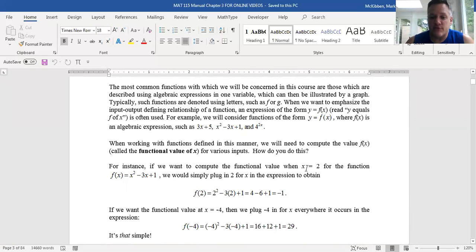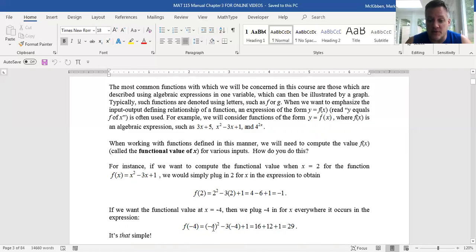So to find f of 2, all I have to do is plug a 2 in for x everywhere I see that in the formula. So for instance, f of 2 here is 2 squared minus 3 times 2 plus 1. The minute you compute that, now you use your order of operations to simplify. Okay. Same way if we put minus 4 in for x, everywhere I see an x in this formula, I put a negative 4. Just be careful there with negatives because you want to make sure that you perform the operation on the entire input.